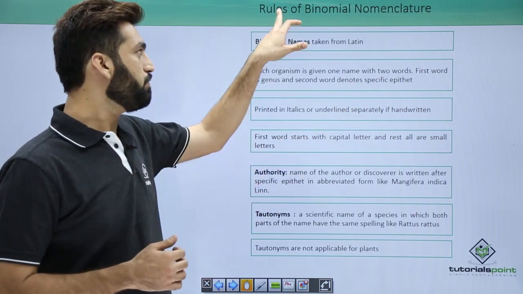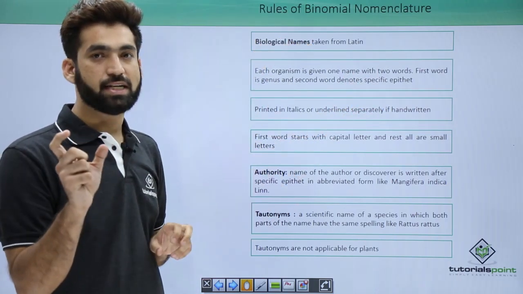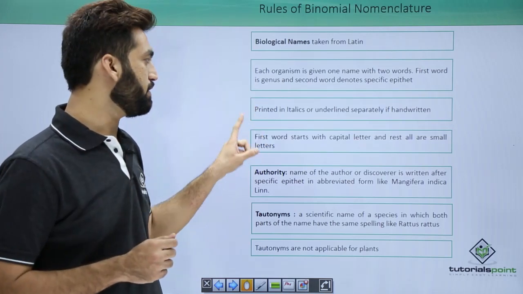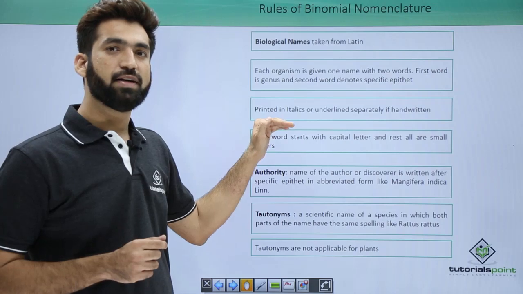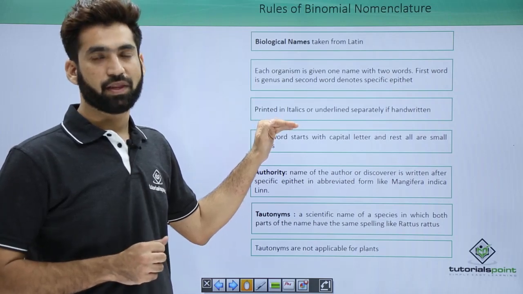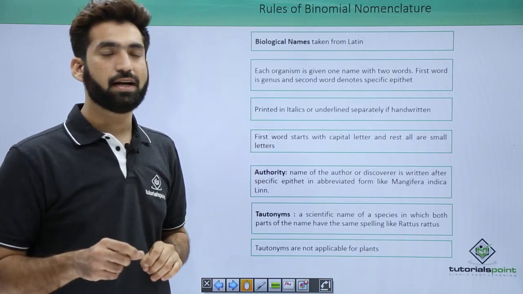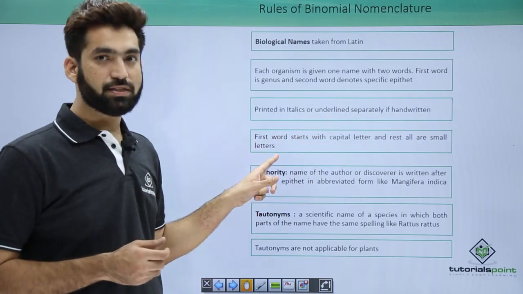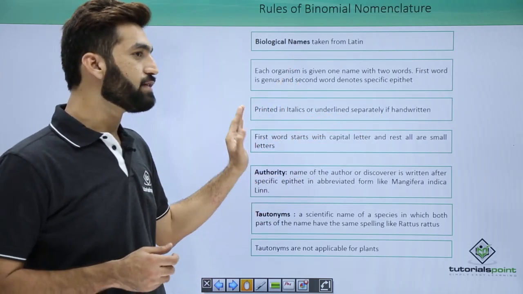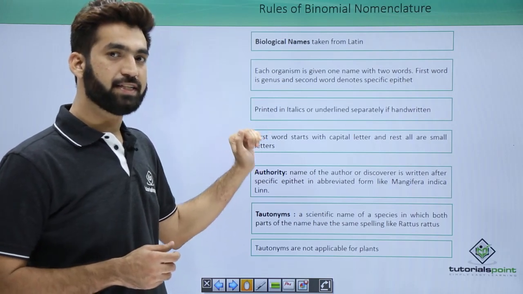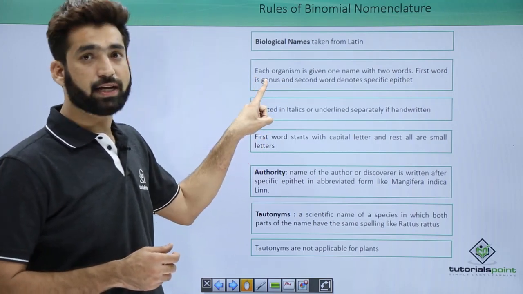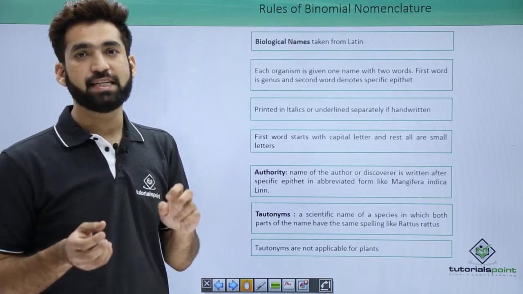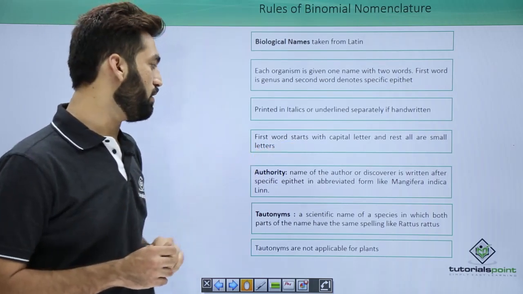Now, we need to know the rules when you apply a scientific name or give that particular scientific name to any organism. The names are always printed in italics. If you're not printing them, if you're just writing them, you write them down and separately underline those names. The first word means the genus. The first letter of the genus will always be a capital letter. Apart from that, all other letters, including the first letter of the species, will be small.